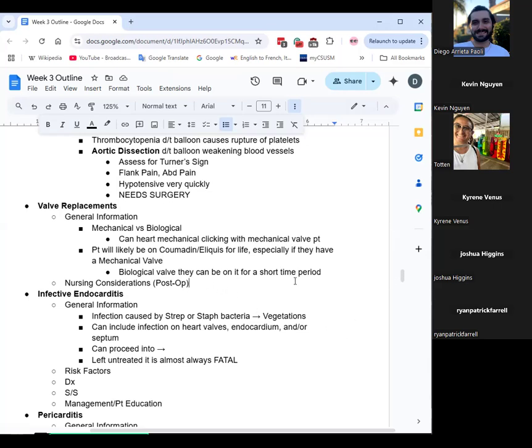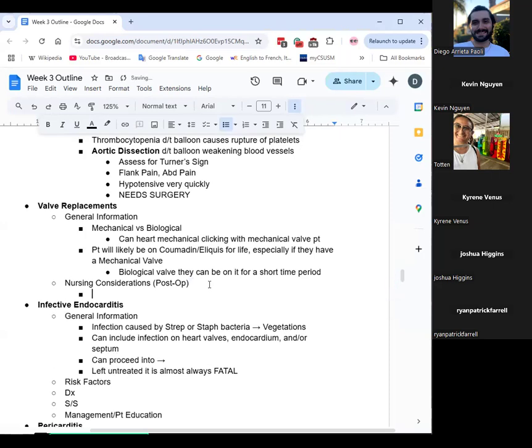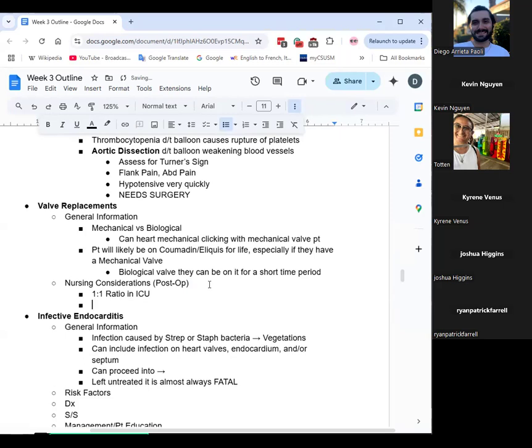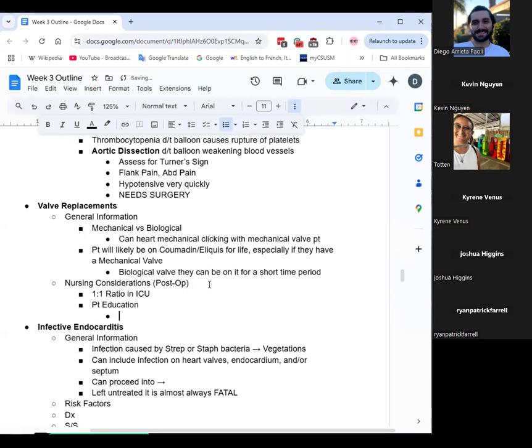But yeah, that's pretty much all you have to know about that. But what are your nursing considerations with your valves? Very specifically, he wants you guys to know the teaching, and this comes up a lot on UWorld, by the way. There's a chest tube, so this person's going to be on a chest tube. They're going to be in a 1:1 ratio in the ICU. If they're on Coumadin, they're going to need education about their vitamin K. Is that specific to valves?